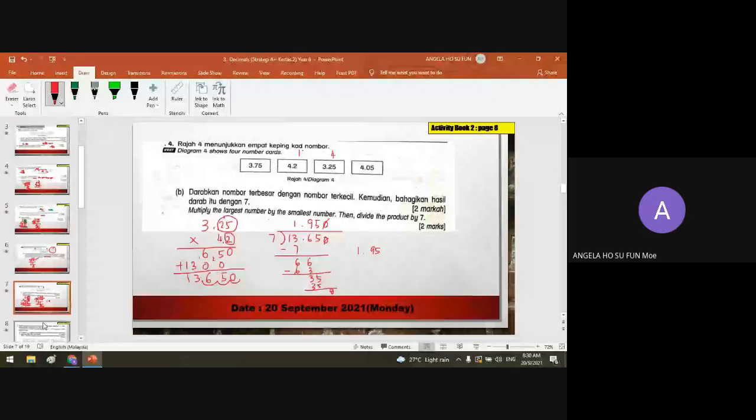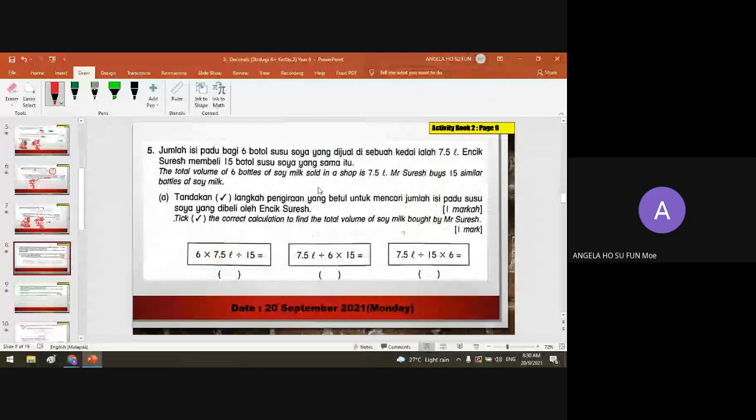So we proceed. Okay, question number 5 here. Right, look at question number 5. The total volume of 6 bottles of soya milk sold in the shop is 7.5 liter. This is the total. Okay, 6 bottles, the total is 7.5 liter. Okay, Mr. Suresh buys 15 similar bottles of soya milk.